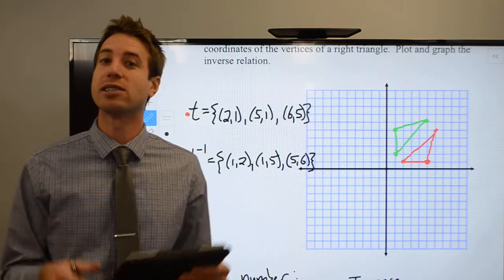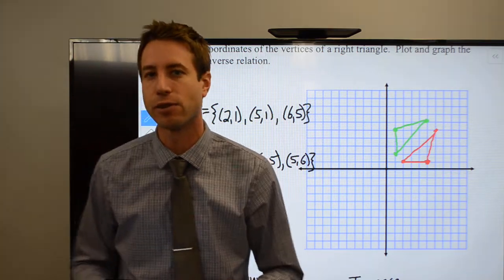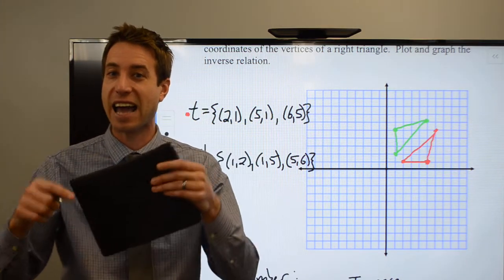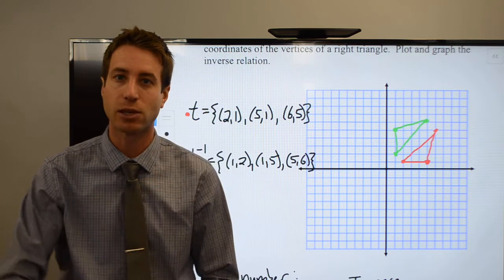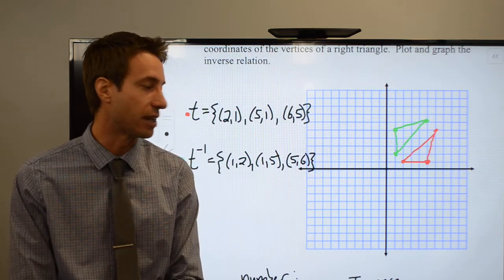All right? So it's just that simple. If you're given a relation, a set of ordered pairs, you can find the inverse by simply switching the x and y coordinates. Just swap the x and y to get your new ordered pair, and that will represent your inverse relation.